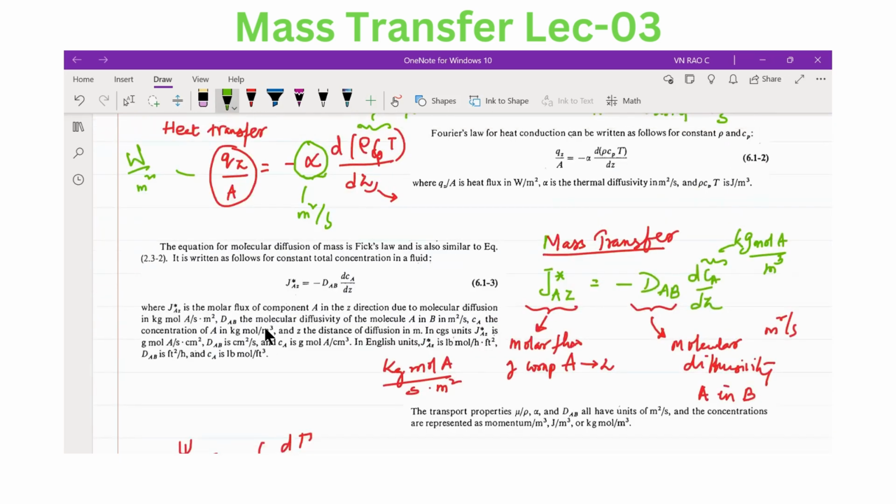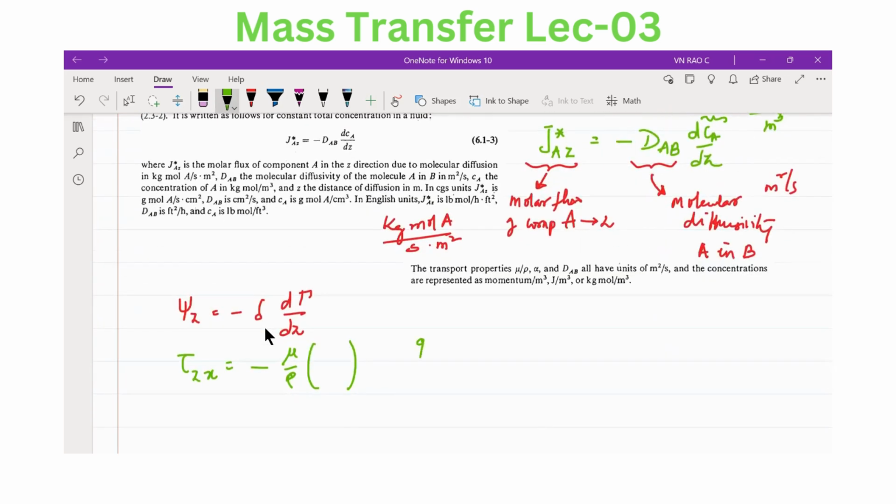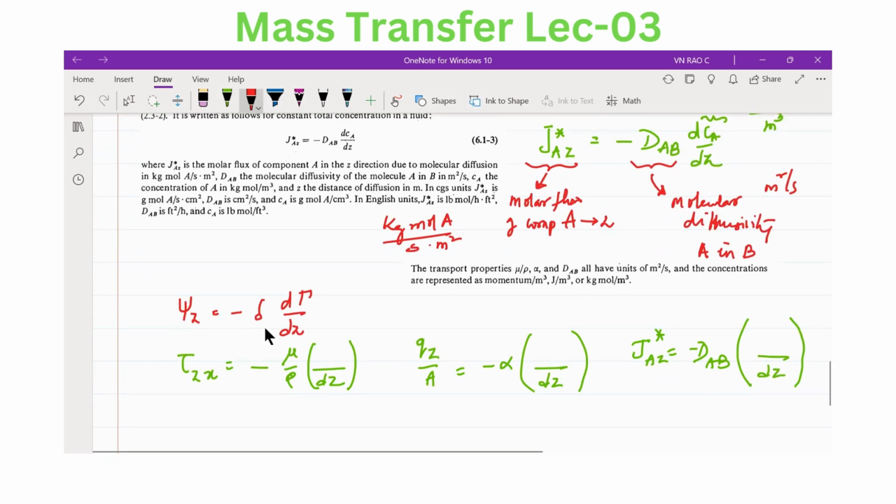Next, that is heat transfer. We have written heat flux, Qz by A is equal to minus alpha into again a term. In the mass transfer, we have written JAZ star is equal to minus DAB into again the gradient with respect to distance. So at the bottom, wherever we write dz, this particular term tells us our concern. If you write dCA, it is mass transfer.